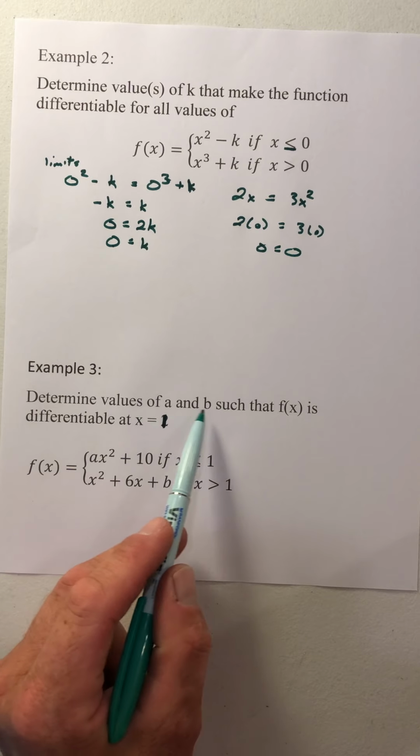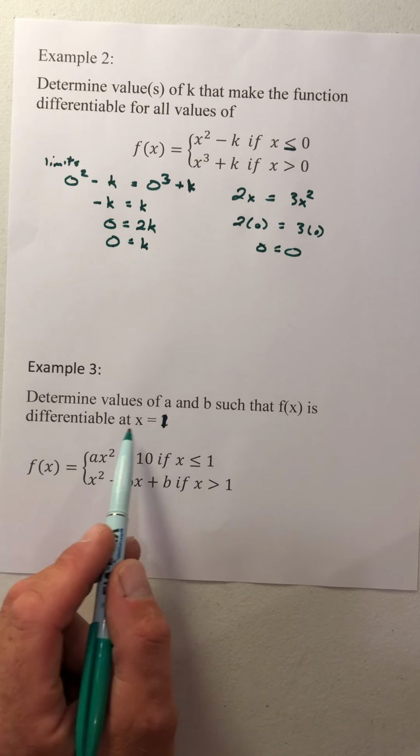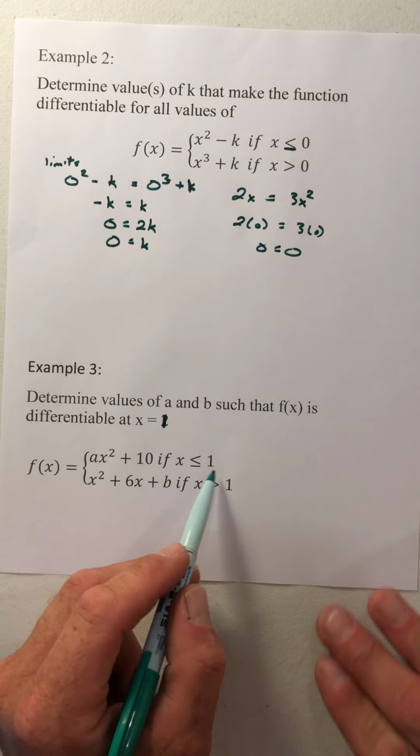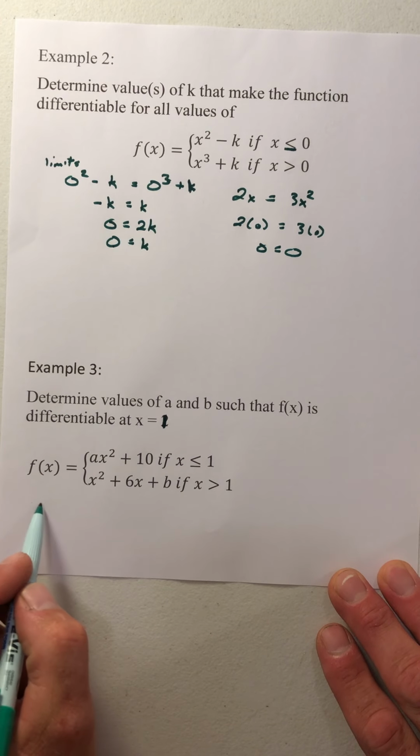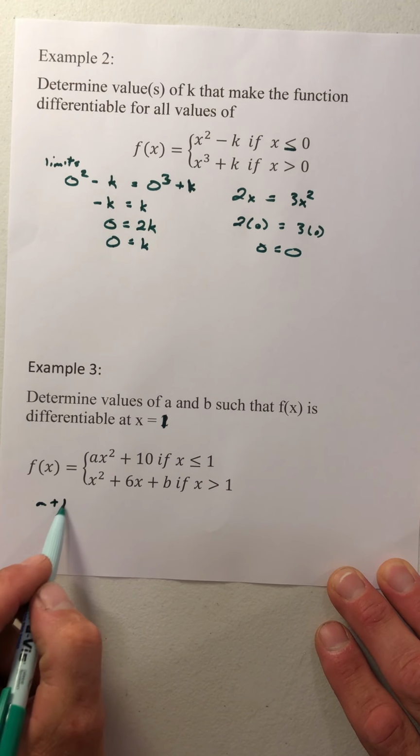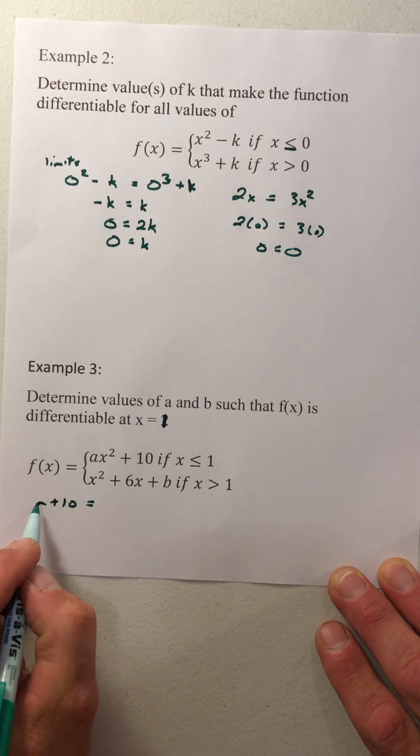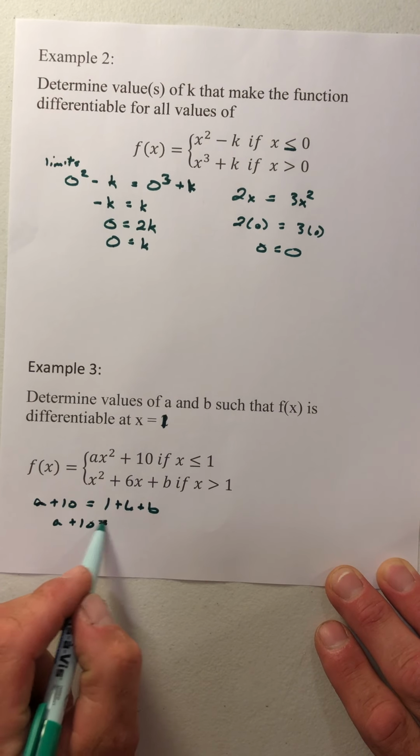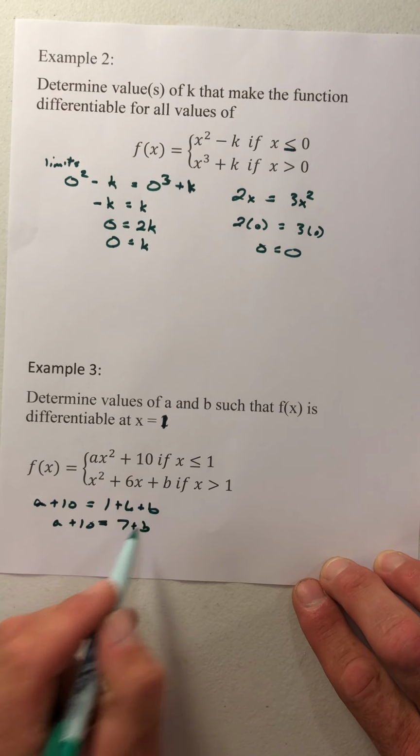Example 3, we're going to get a little more complicated. Here we're looking for a and b values such that f of x is differentiable at x equals 1. As I plug in my 1, again to make it continuous, I know that a plus 10 is going to equal, when I plug in my 1 for my bottom piece, 1 plus 6 plus b. So I know that a plus 10 is going to equal 7 plus b.